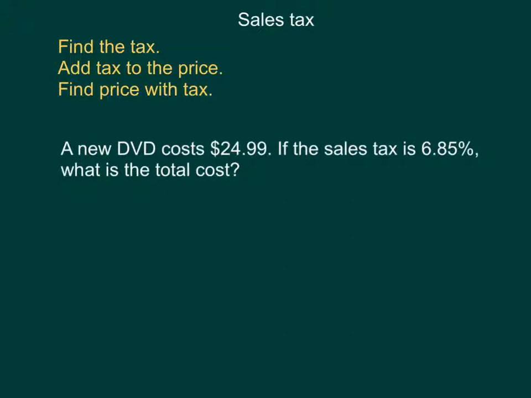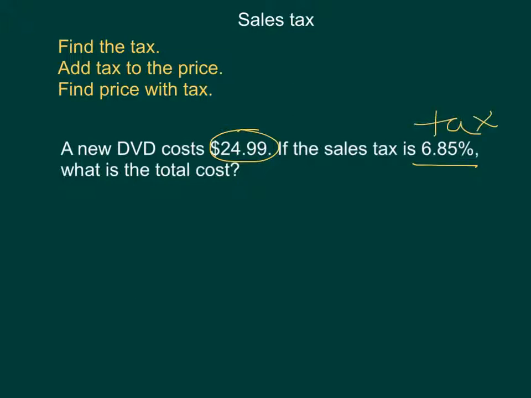Another form of percent of change is sales tax. So the first thing you want to do is determine what the tax is. You add the tax to the price, and then you find the total price of the item with the tax. So for the example here, a new DVD costs $24.99. If the sales tax is 6.85%, what is the total cost? So we know that the tax is 6.85%.